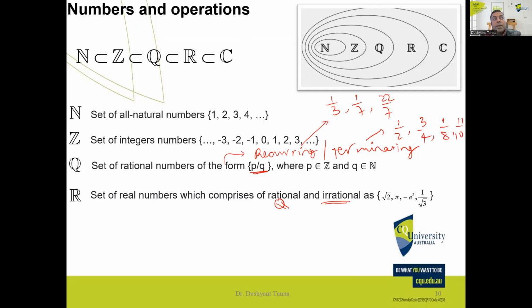Pi is rational. No, pi is irrational. Yes, that's right. Pi is irrational. So any number which is irrational will not have a recurring or a terminating decimal expansion.